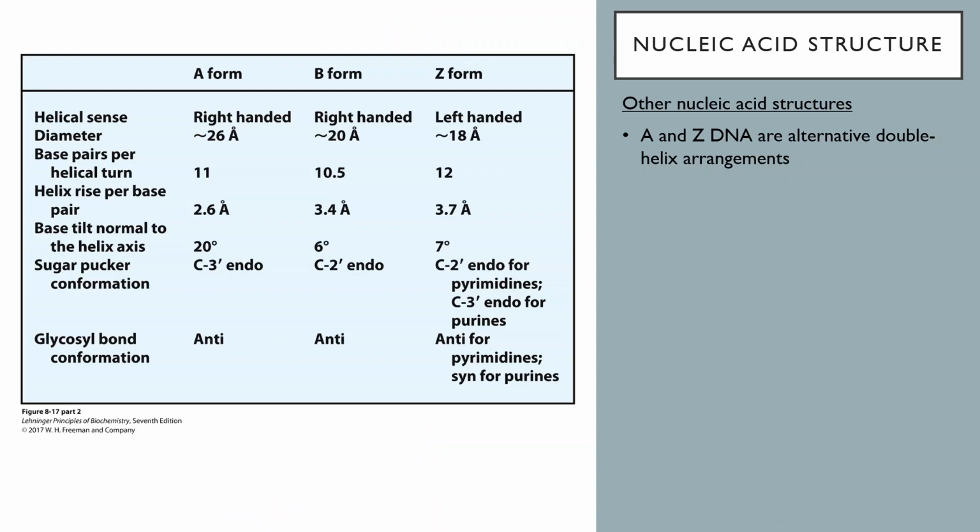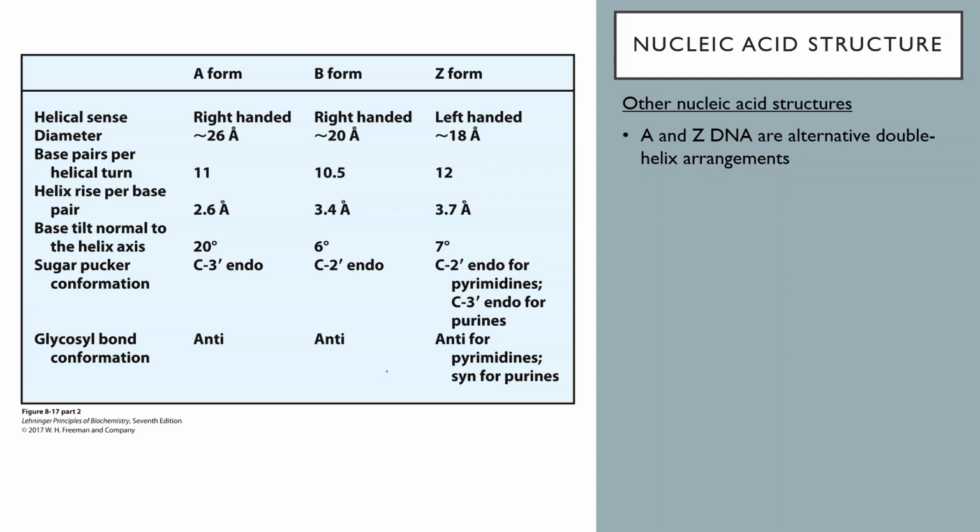And so this just shows the different parameters for different structures. Again, A and B are both right-handed. B is a little bit narrower. A is the widest of the 3 in terms of diameter. The number of bases per turn is about the same for all 3, and the rise per base is pretty similar. The only other difference is the base tilt.